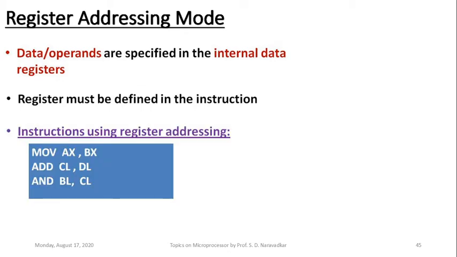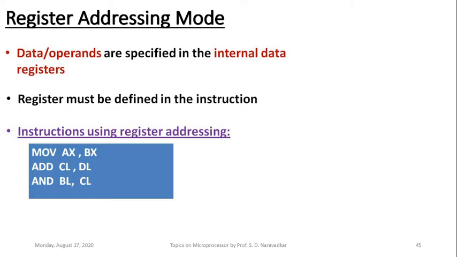These are the instructions by using register addressing. 3 instructions are specified here. Out of that, first one, MOV AX, BX. What is the source data here? It is the contents of BX register. And where this particular data is to be moved, that data is to be moved to AX register. It means that data is taken from one register and it is copied to another register here. So it is exhibiting the register addressing mode.